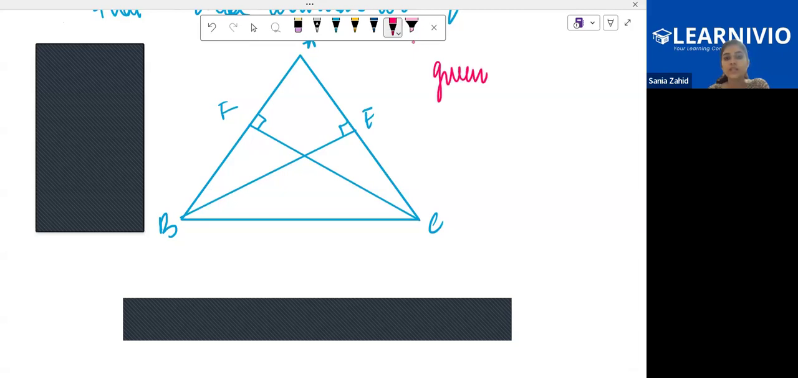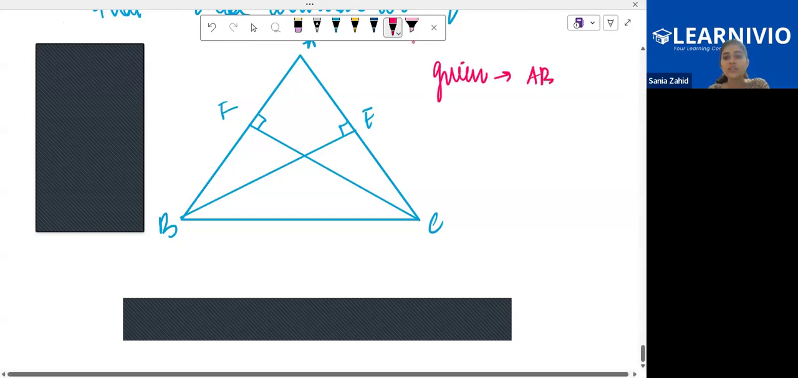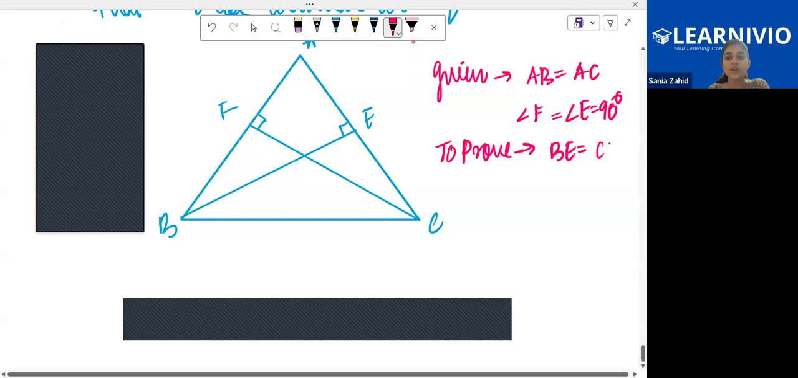Given is AB is equal to AC. Why? Because it is an isosceles triangle. Then given is angle F is equal to angle E is equal to 90 degrees. These things are given. What you have to prove is that BE is equal to CF.